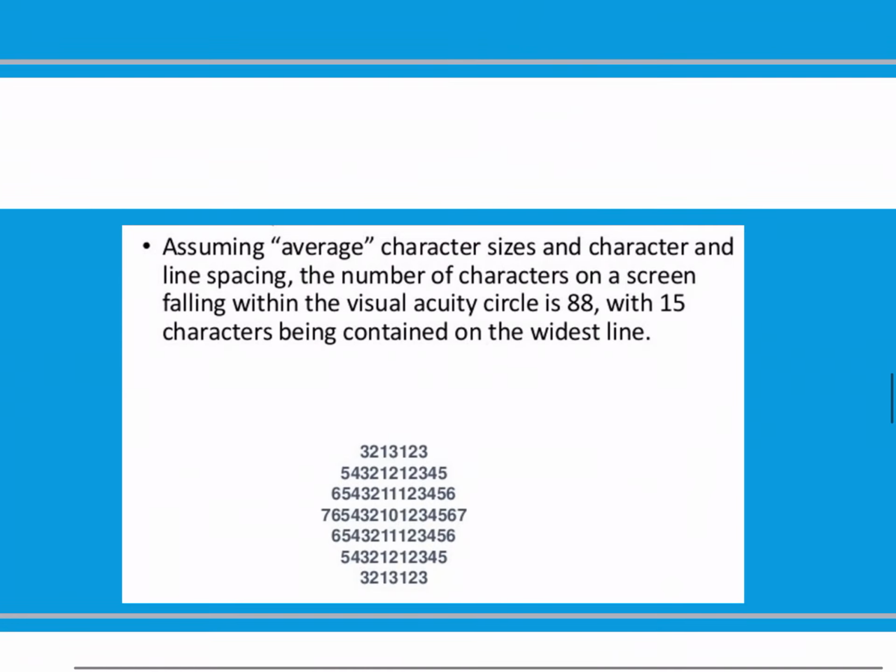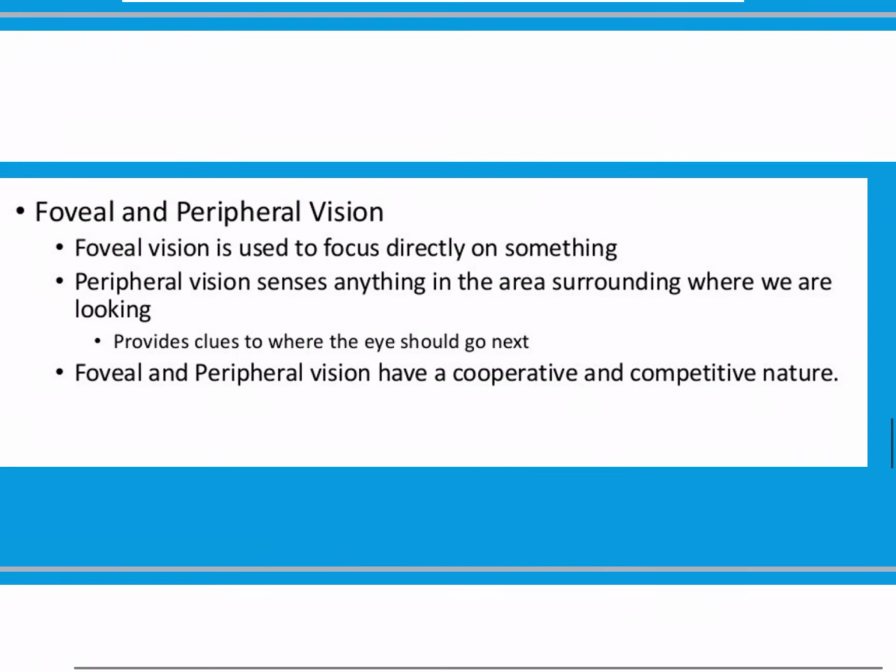So next is all about how the characters and character line spacing will be. Assuming average character size and character line spacing, the number of characters on the screen falling into the visual acuity circle is 88, with 15 characters being contained on the widest line.